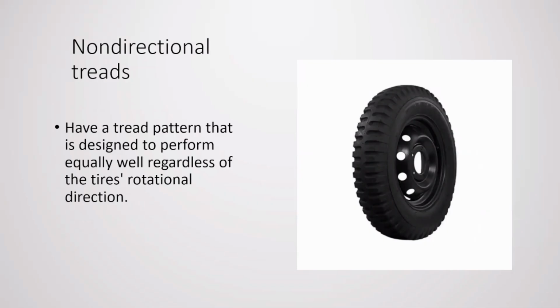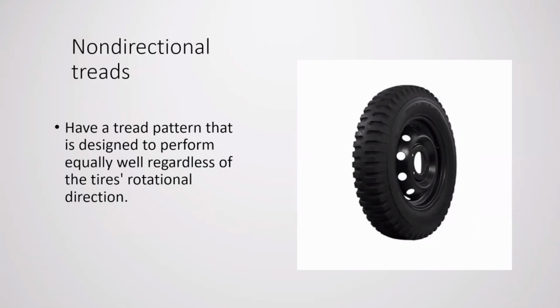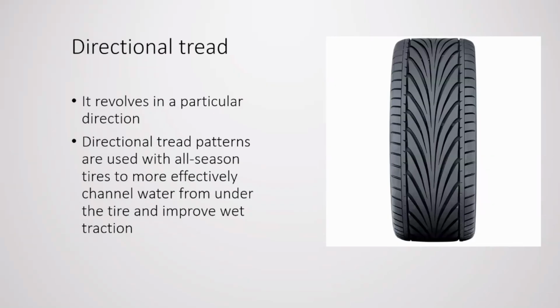And then non-directional treads are here. Compared to the directional one, we can't see any directive way or direction here, right? So it can perform equally well regardless of the tire's rotational direction. In a directional tread, there is a recommended rotation direction, and that direction can be easily checked, because the rotation direction is mentioned on the side. I will show you later using a figure, right? That the rotational direction is mentioned on the tire, right?